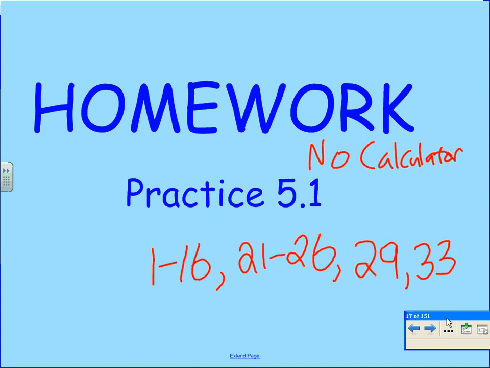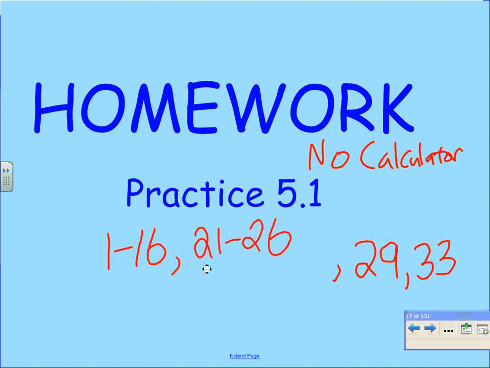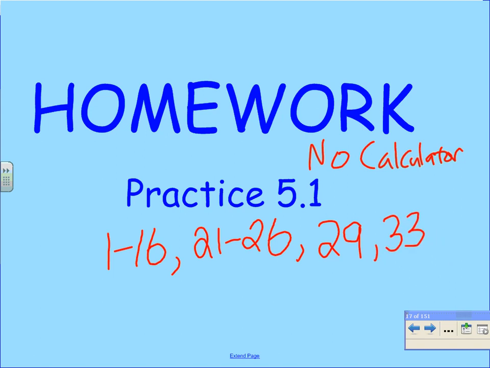What'd you think of those 2 problems I just showed you? We're going to do more of it tomorrow. No calculator on the homework. So open up your homework packet to 5.1. You are not doing all the numbers. So write these down or circle them. If you write big, I suggest using another piece of paper because you're not going to have room. So 1 through 16, 21 to 26, 29 and 33.